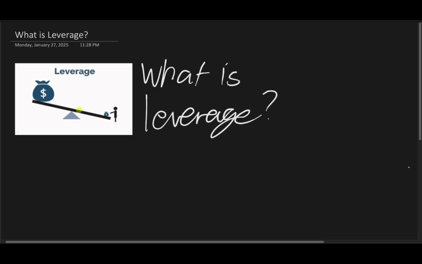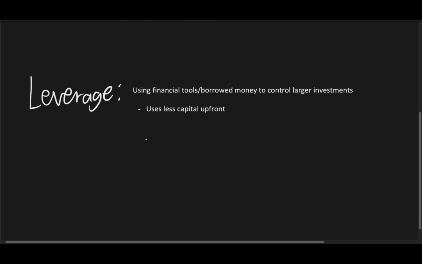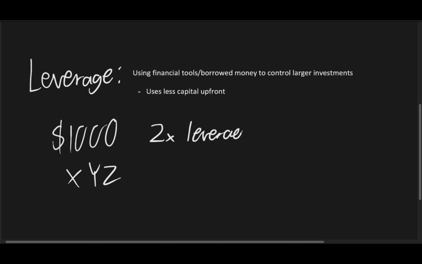What is leverage? Well, leverage can be defined as using financial tools or borrowed money to control larger investments. It uses less capital upfront. So, let's say you're trying to buy a stock, and let's say you have $1,000. And let's say you want to buy stock XYZ. Now, let's say you do 2 times leverage. What 2 times leverage means is that for every percent gain, it becomes 2 times the next percent gain.